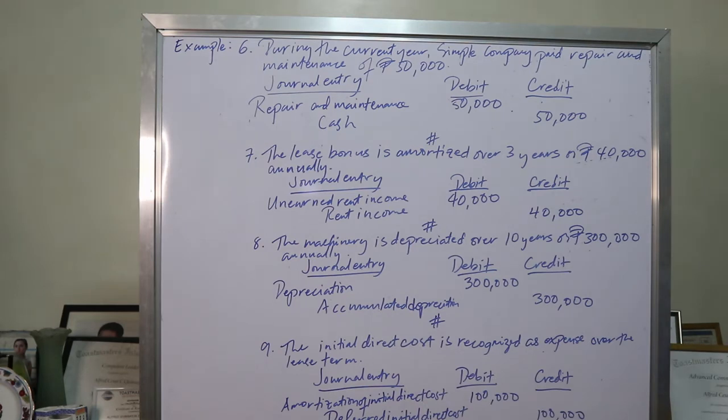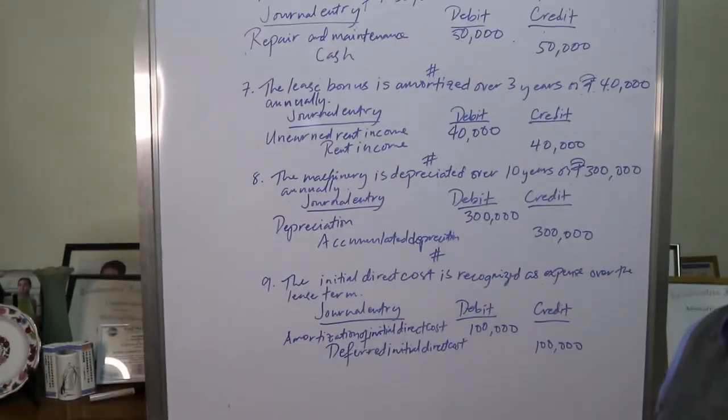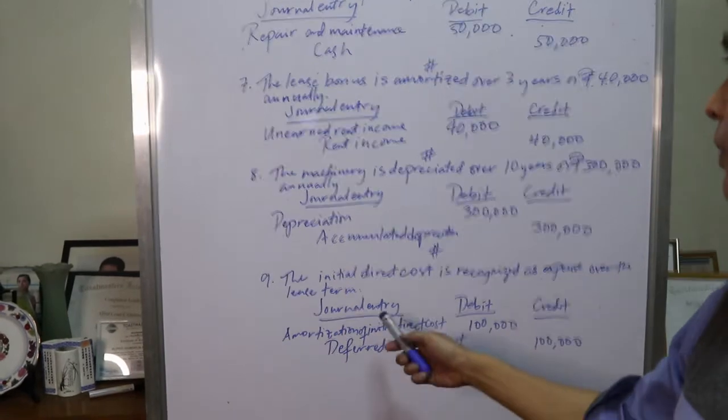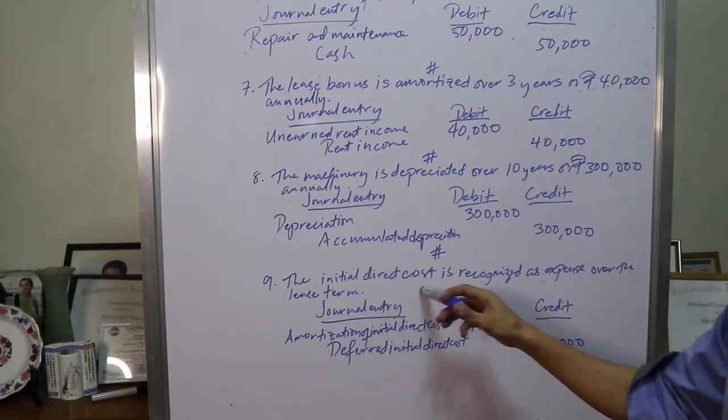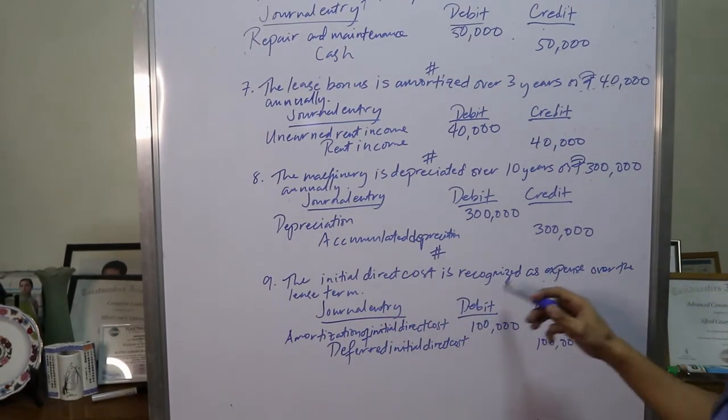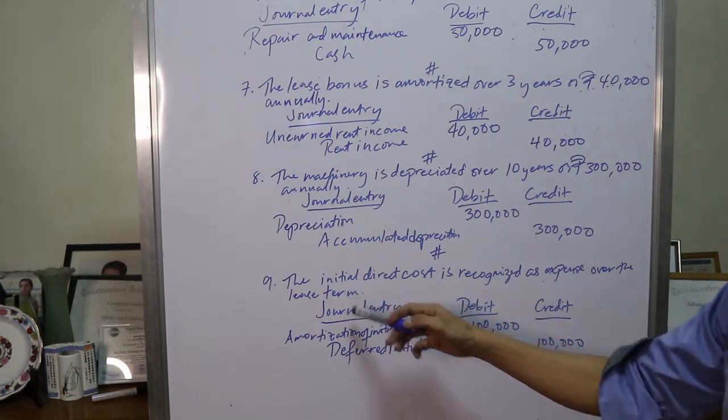And then number 8, the machinery is depreciated over 10 years or 300,000 annually. Kasi 3 million yung asset, di ba? So divided by 10 years, so that's 300,000. So debit depreciation and credit accumulated depreciation, the contra asset.